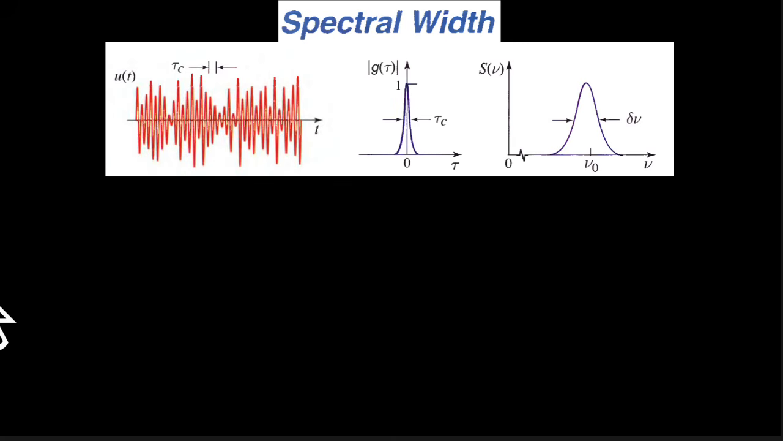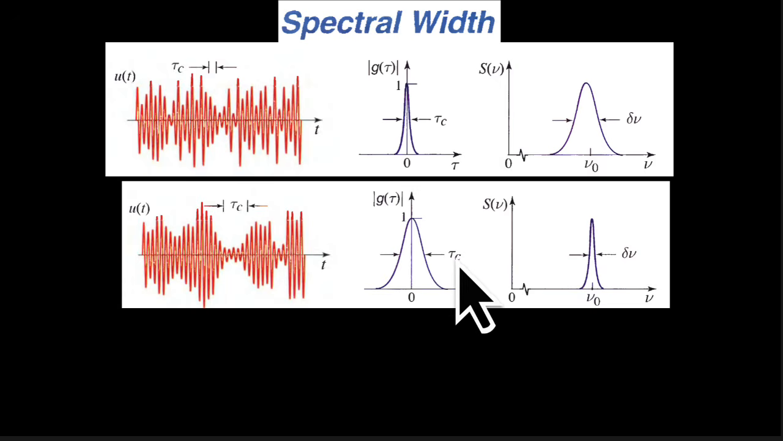Okay, now if you look at this spectral width, you can also look at this so-called S of nu, which is the energy density I defined. This is in the temporal domain, and this is the Fourier transform of that. And the crucial element between the Fourier transforms is very evident here. The thinner the tau c, the broader is the delta nu, and the broader is the tau c, the thinner is the delta nu.